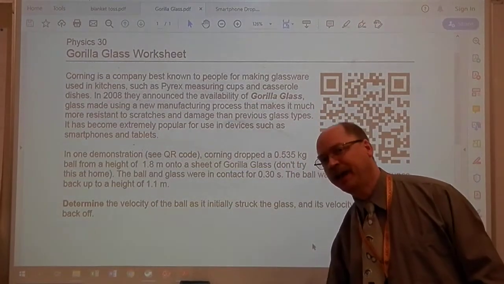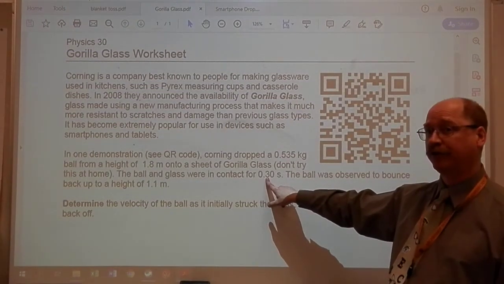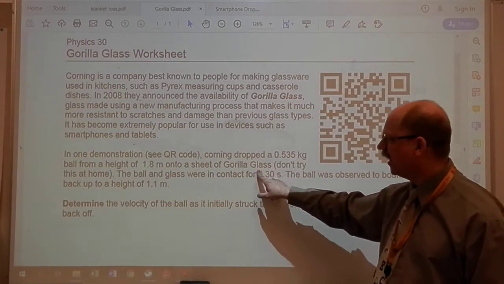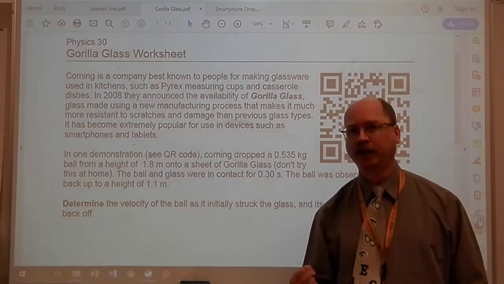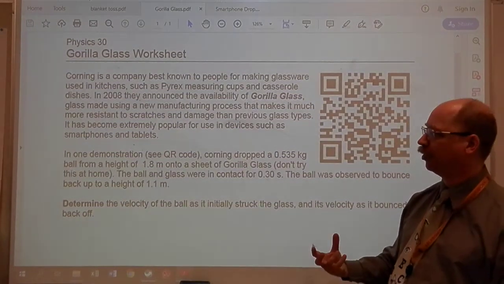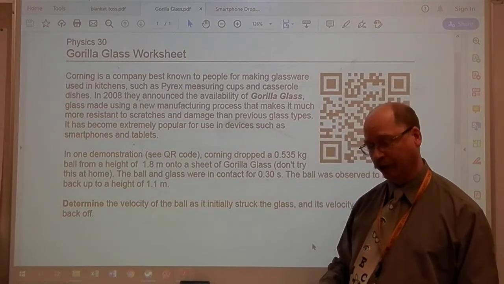It hits and then bounces back up after it was in contact for 0.30 seconds. This isn't the time to fall or anything like that. It's the moment of collision. It takes 0.30 seconds for the collision to occur. And then it bounces back up to a height of 1.1 meters.